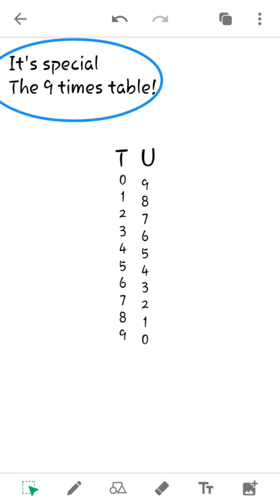And look, we have the 9 times table already. So 9 time table is ready.